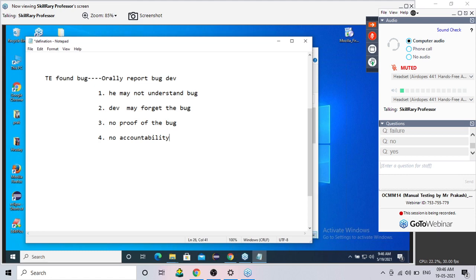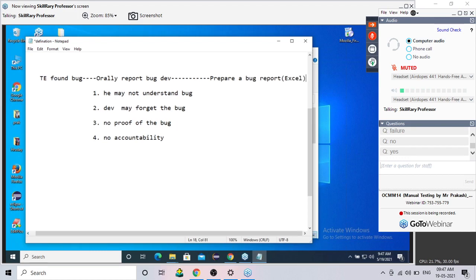That's the reason they say that whenever a test engineer finds a bug, guys, we should never ever report it orally. Instead, we have to prepare a bug report. I'll teach you the bug report in detail, don't worry about that. Right now the concept I'm telling you is that orally you should never tell the bugs to the developer. We should always prepare a bug report, and when I say bug report, everyone remember, we have to prepare one Excel sheet.